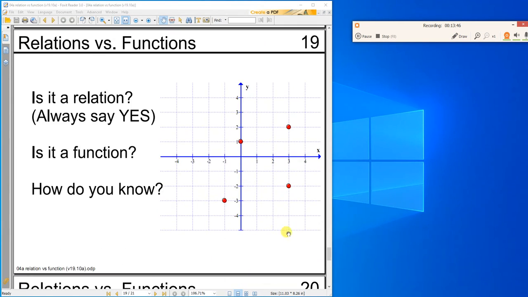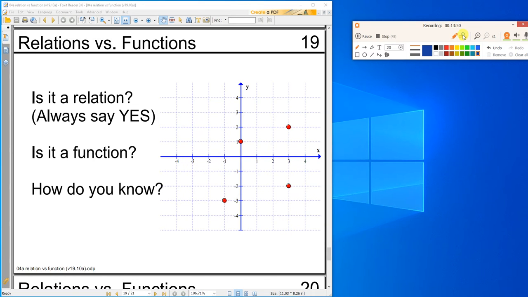Is this a function? Let's see. This is negative 1 comma 3. This is 0, 1. This is 3, 2. This is 3. Uh-oh. 3, negative 2. What are you doing, number 3? Look, number 3 is taking a 2 and a negative 2. Number 3 is being selfish. Don't do that, number 3.